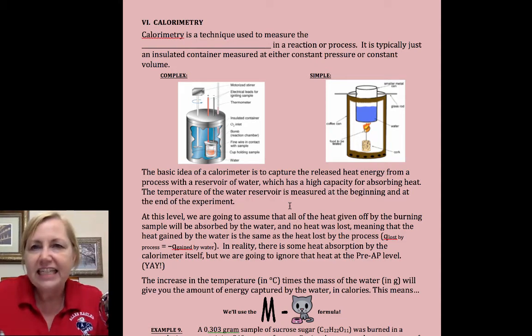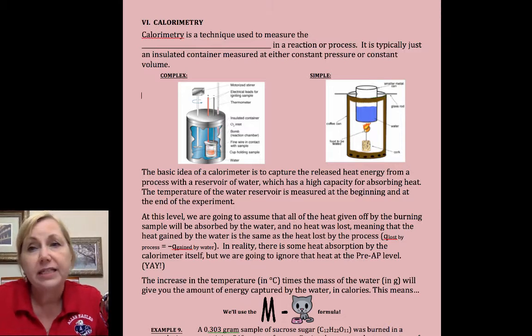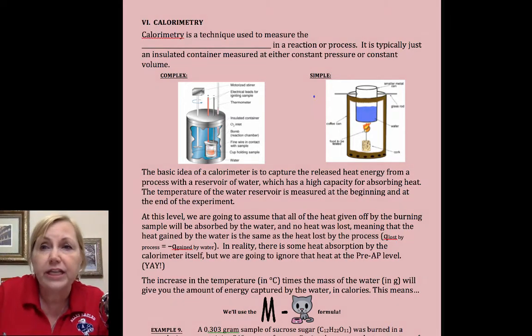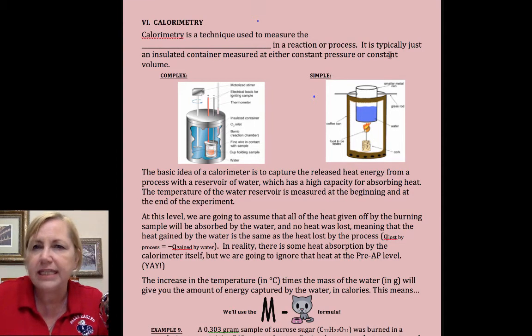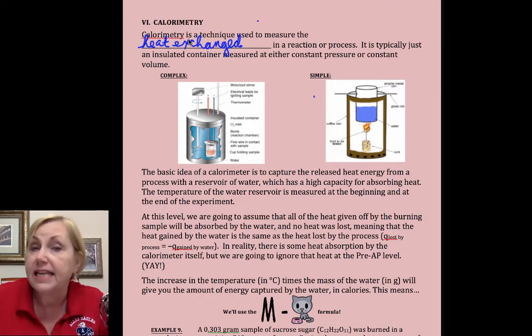Now, that technique that we used is called calorimetry because it was used to determine the calories. Now, when we think of food calories, it's a little bit different than a science calorie, and we'll see that in just a minute. But what we're looking at with the calorimeter in general is the heat exchanged. So often it's the heat exchanged between a process and water.